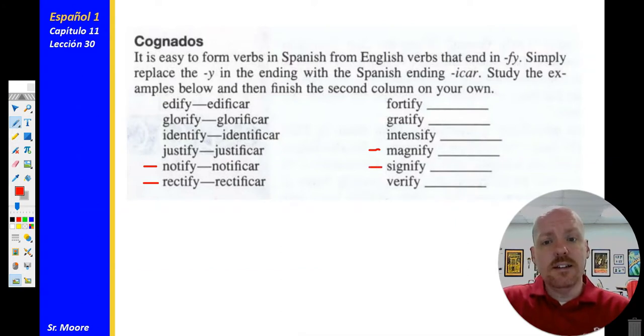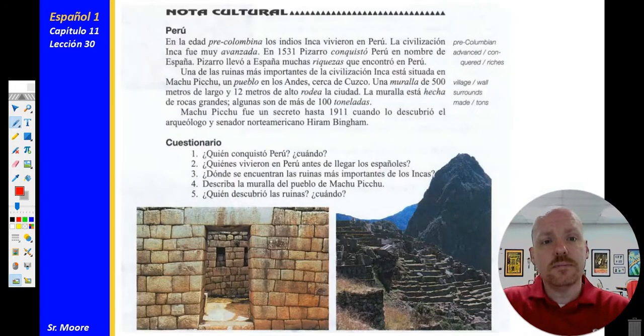What would signify be in Spanish? Magnify would be magnificar, and signify would be significar.